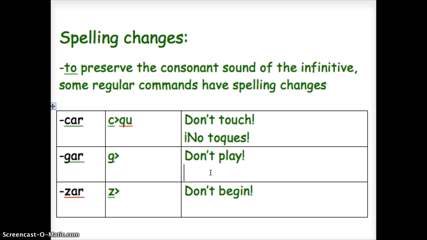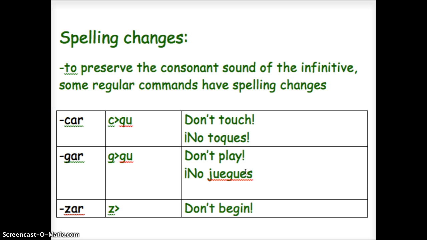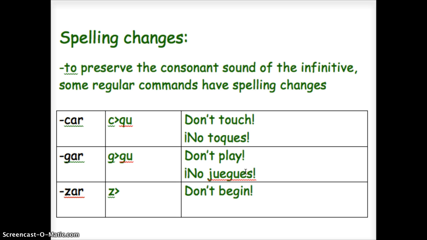Don't play. So if your mom was telling you, don't play ball in the house. Jugar is to play. Yo form is juego. If I add es, opposite ending, it's going to be no juegues. And that doesn't sound like the hard G of the infinitive. So the G will change to GU. No juegues. Oh, perdón. No juegues.